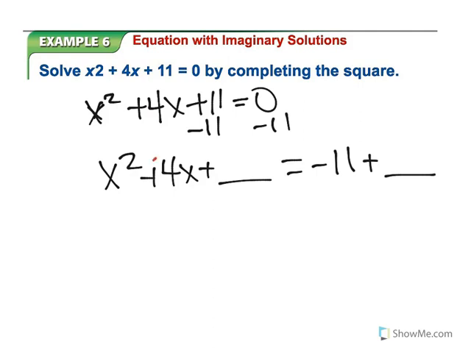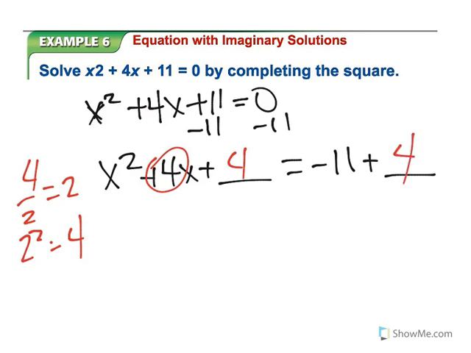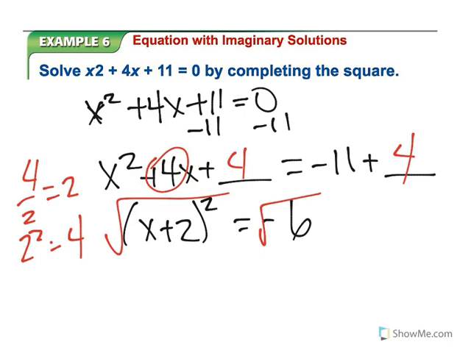Now, to complete the square, we're going to take this middle term, divide it by 2, take the result, and square it to get 4. And that tells me what I need to add on both sides. Here we're going to get x plus 2, because that's what you get when you factor this, is equal to negative 6. Next step, we're going to square root both sides to get x plus 2 is equal to plus or minus the square root of negative 6.